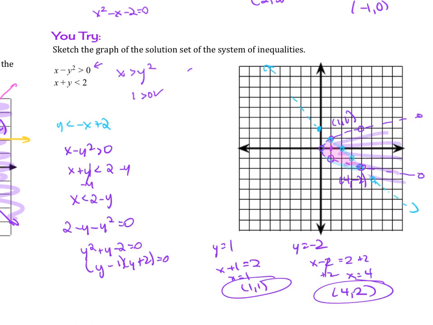Okay, if you tried this out, this is the parabola that you should have gotten, and then the line right here as well. And then I went ahead and plugged it in and solved in order to find the intersections of 1, 1 and 4, negative 2.